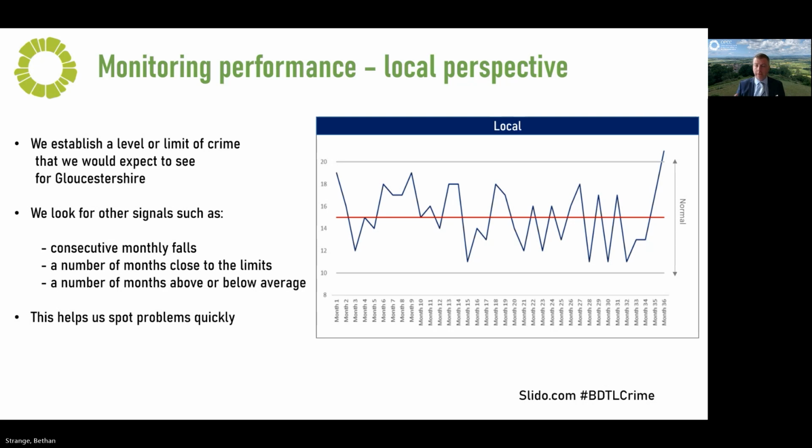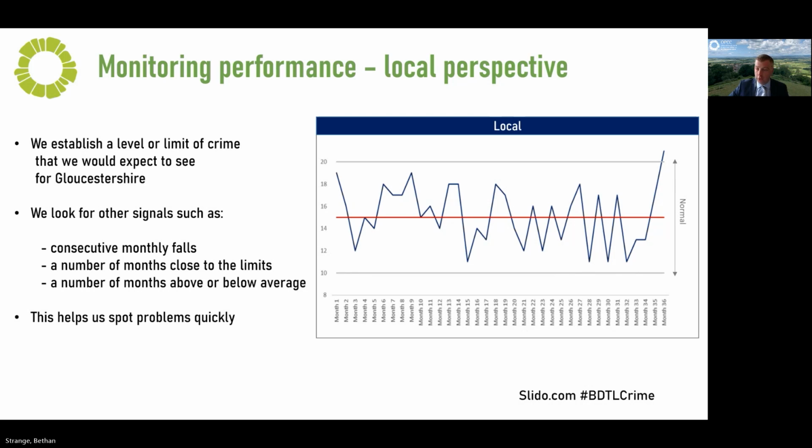So we've already talked a little bit about the data that we use and the way that we use it. This is a really good example of just a basic chart; this is made up data, so it doesn't necessarily correlate to anything. But this is where we'd be looking at constabulary data to look at the amount of crime over a particular time period. The way that we will do that is that we would look at the level or the limits of crime that we would expect to see in the area, and then we would establish what we'd consider the normal range.